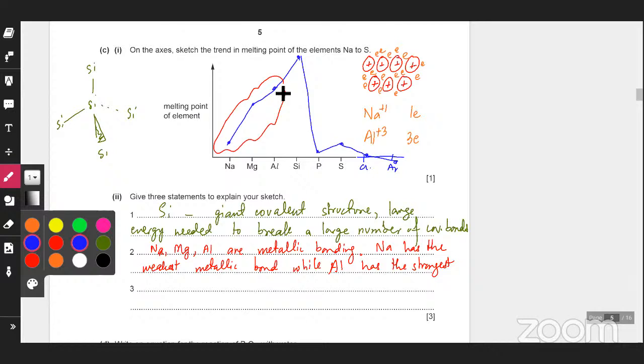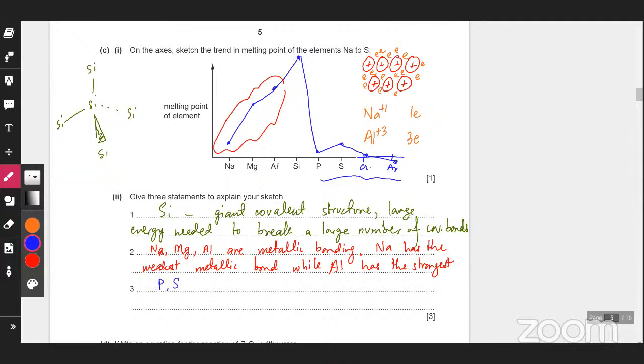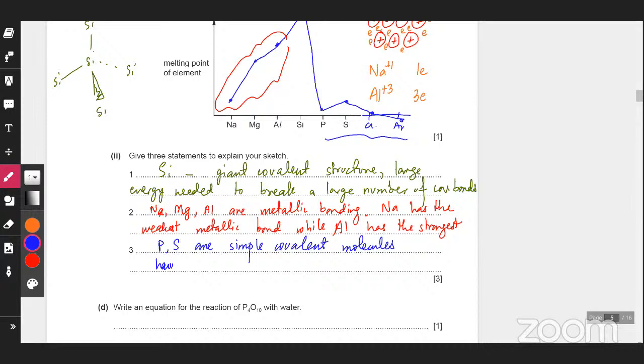As a part three, what about these three? What's wrong with these three? He was asking for the last two. Phosphorus and sulfur are simple covalent molecules. They basically have weak intermolecular forces. That should sum this up. Those should be your 3 points. You can explain this further.